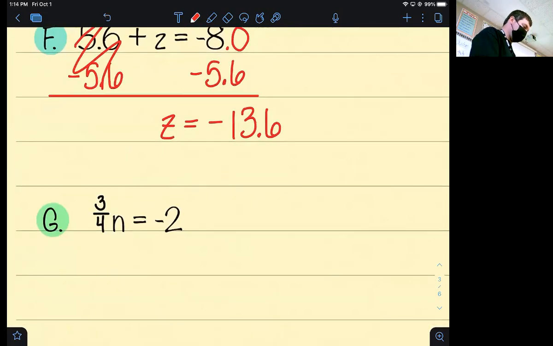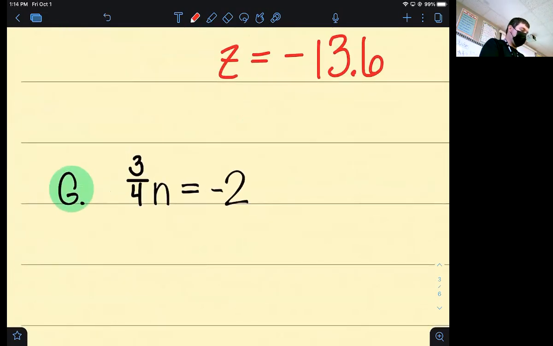Example G. 3/4 n equals -2. Owen, what's the 3/4 doing to that n? Multiplying, and so using inverse operations, the opposite of multiplying is dividing. Okay, so I'm going to divide this side by 3/4. Dividing by 3/4, Owen, is the same as multiplying by what?